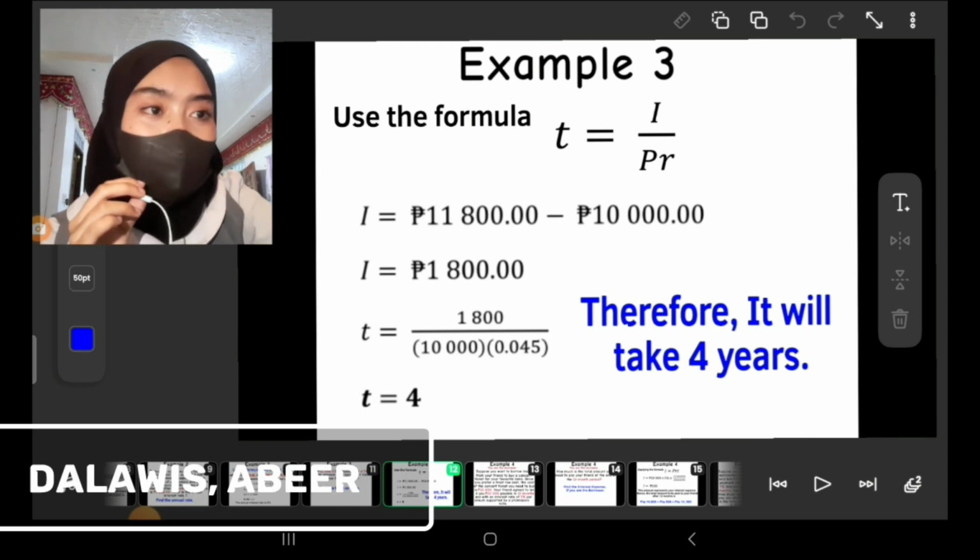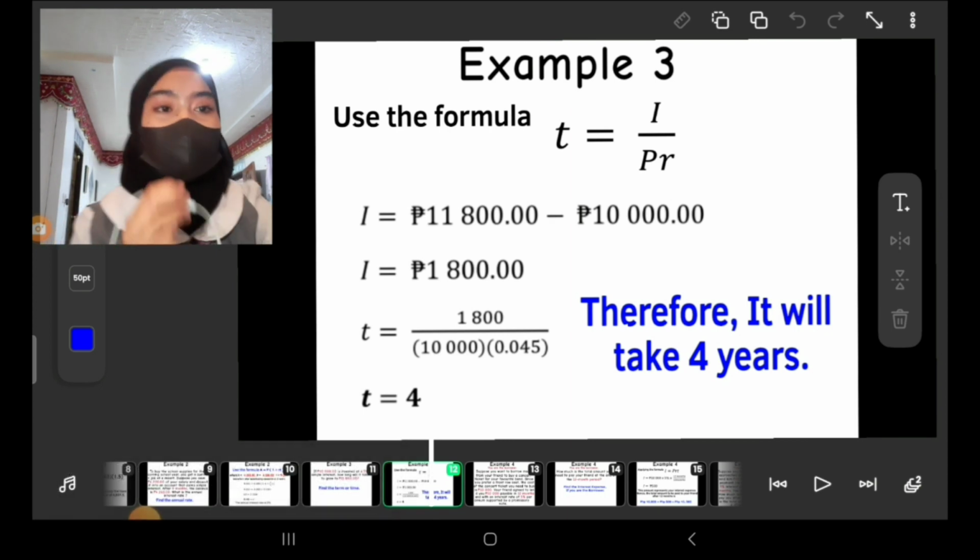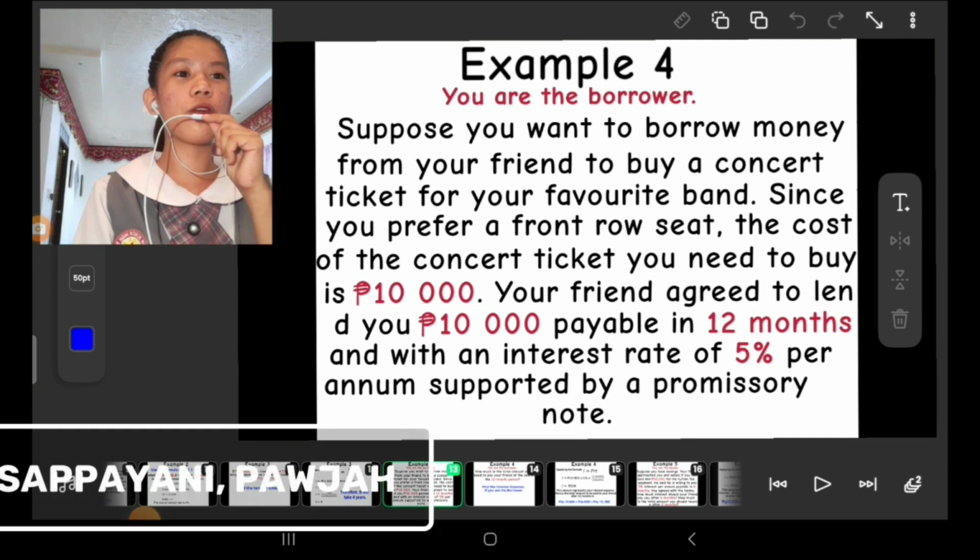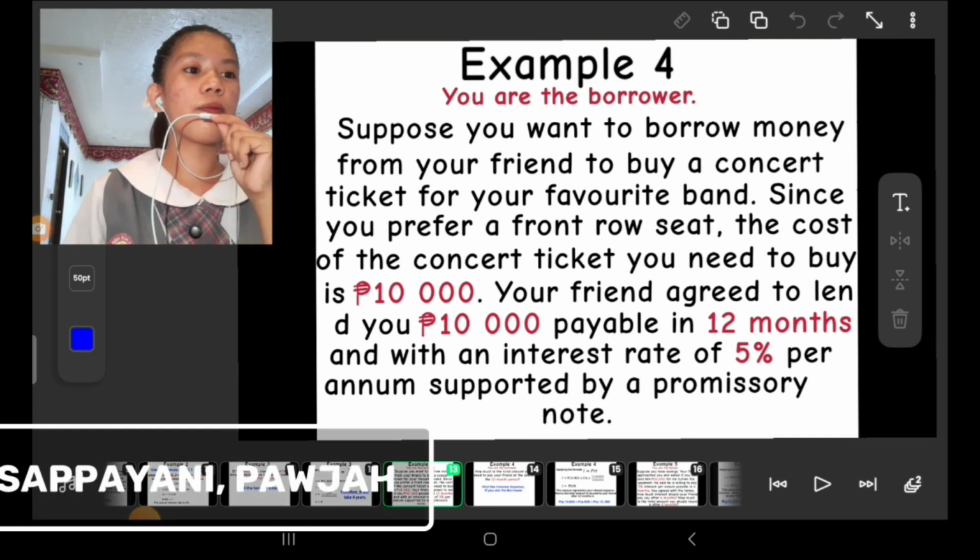Time equals 4, therefore it will take 4 years. Your friend wants to buy a concert ticket for your favorite band. The amount you need to buy is 10,000.